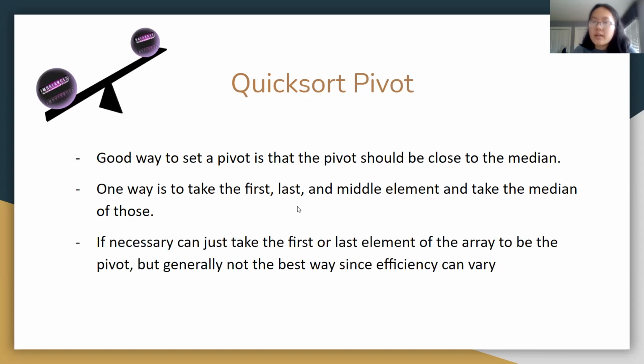So if necessary, and if you just don't have the time to code anything better, then you can just take the first or last element of the array and say that's the pivot. But that's generally not the best way because efficiency can vary. Sometimes the first element of the array, the very first one at index 0, might actually be the median of the array. But you don't know, right? It could also be the least element of the array, or it could also be the largest element of the array. We don't know, right?